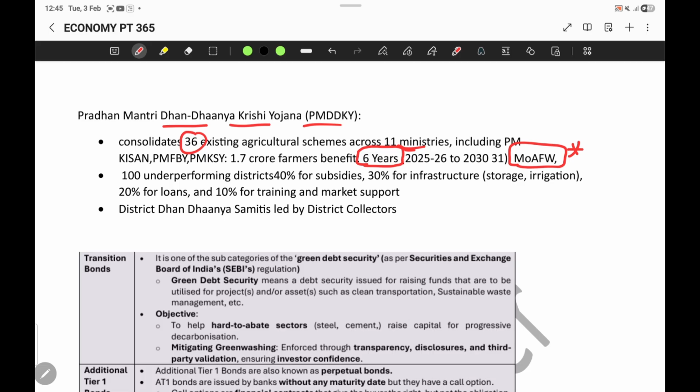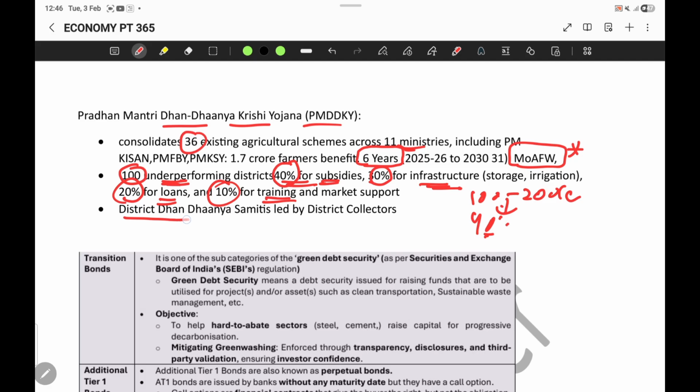Next, how many districts are they covering? 100 underperforming districts, not best performing ones. Whatever the fund, it may be 100 crore, 200 crore, they allocate 40% for subsidies, 30% for infrastructure, 20% for loans, and 10% for training. Don't remember everything, just remember the maximum funds go towards subsidies, and the statement will be correct.